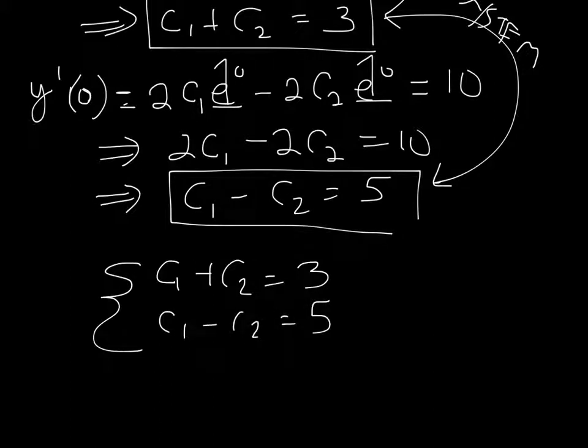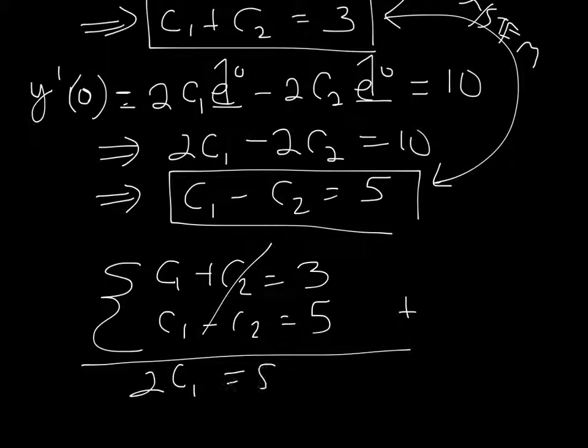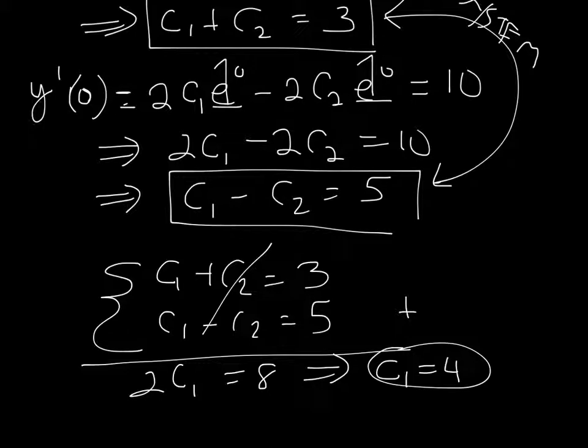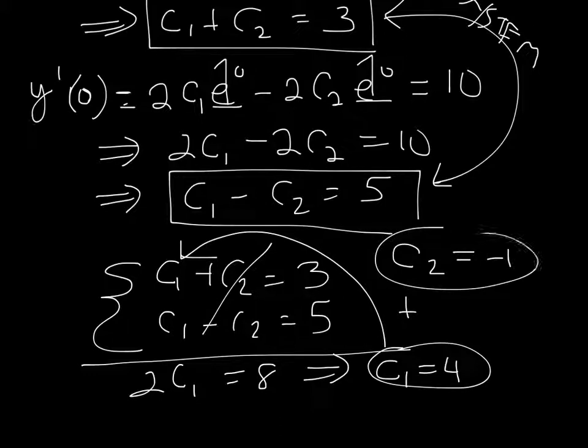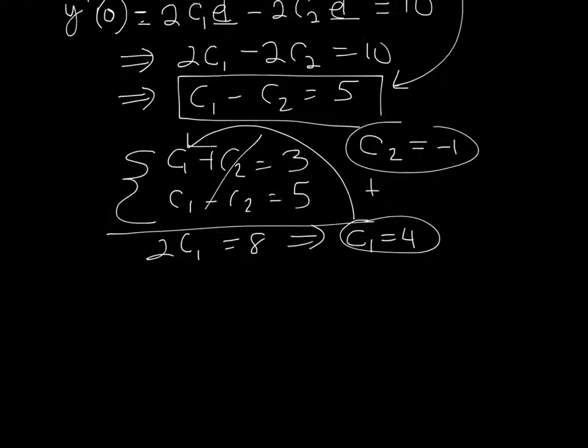Right, and this is ready to go. We can use the addition method. So this is 2c1, that's gone, equals 8. So 2 times 4 is 8, so c1 is 4. And if you substitute it back into either equation, c2 is going to be negative 1. I mean, 4 minus 1 is 3, or 4 minus a minus 1, which is 4 plus 1 is 5. Okay, so we found our c1 and c2, pretty much done.